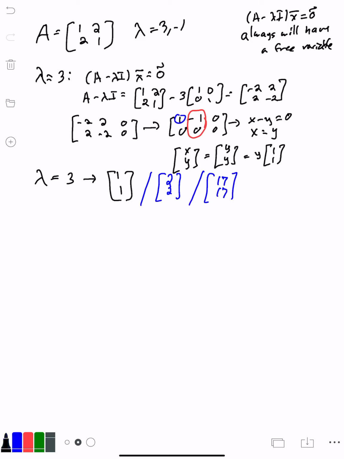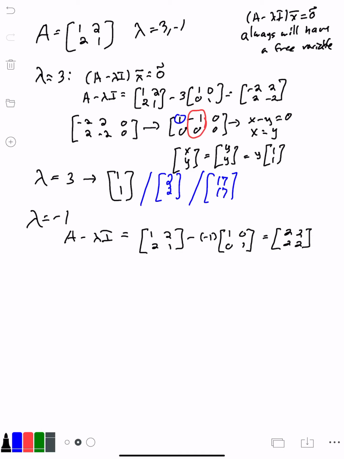Now let me do the same thing here with lambda is -1. So there is lambda is -1. And we're going to go ahead and do my A minus lambda I here. You've got to be careful that it is subtract lambda I, and if lambda is negative, it's going to become plus here. So we're going to have the following matrix, 2, 2, 2, 2. And then we set up our system of equations where we throw on 0 on the right-hand side. Again, the reason why we do this is because we want this to be equal to the 0 vector.